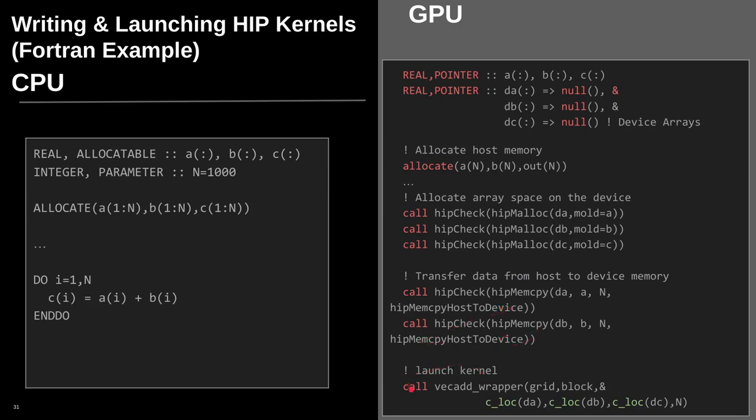And now when we want to launch our kernel, we can call vec_add_wrapper. This was that interface we defined previously, passing the grid, block. And then to convert those Fortran pointers to C pointers, we can use the cloc intrinsic from ISO C binding. So you got cloc DA, DB, and DC.